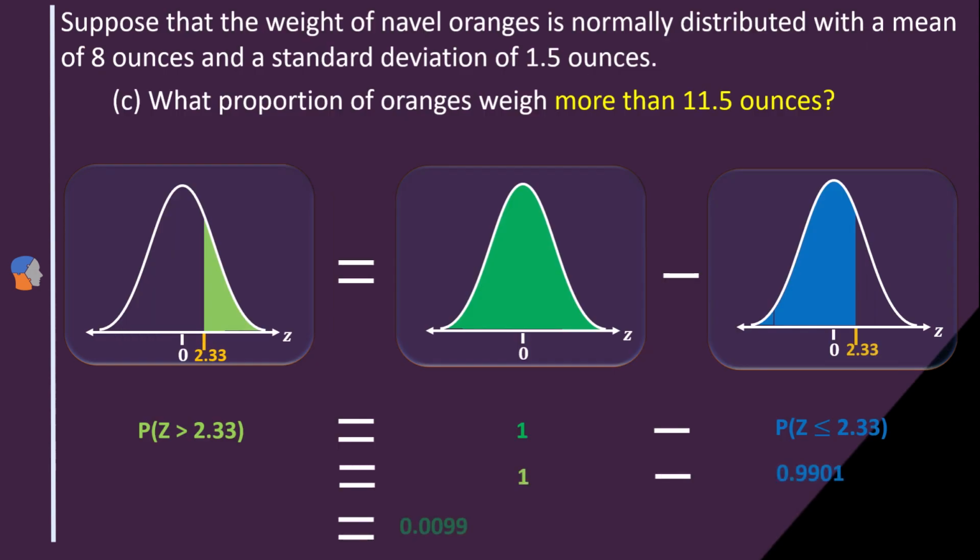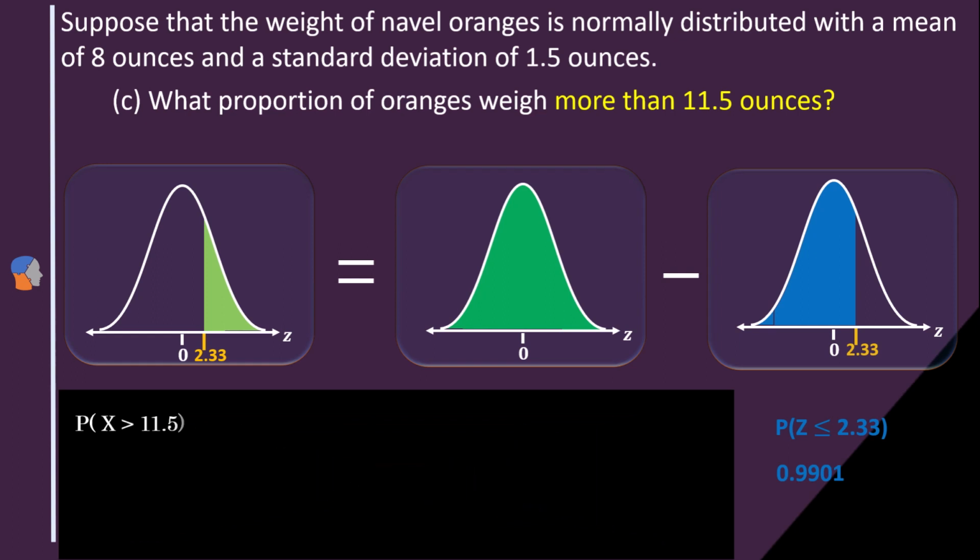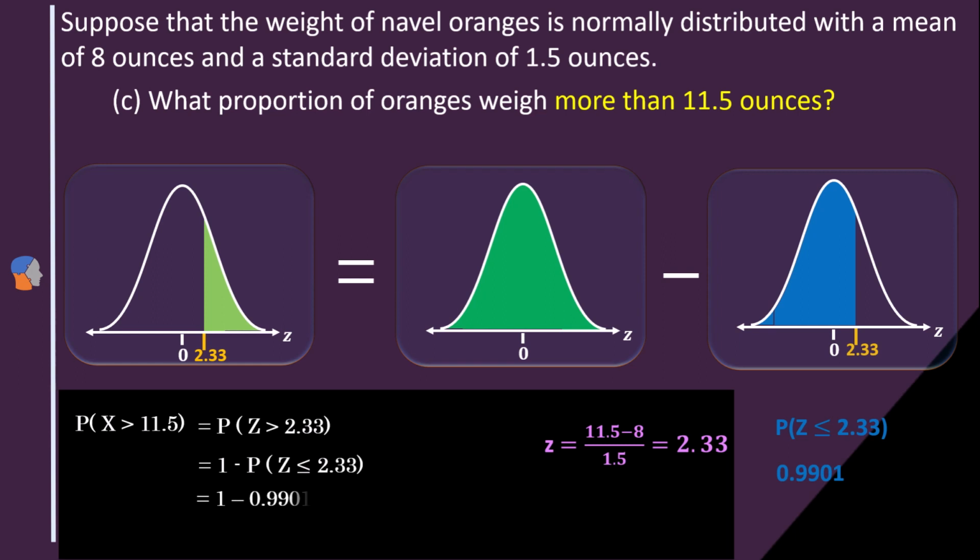The answer is 0.0099. Yes, these are the steps to find the probability for z greater than some z value. Always, yes, let me explain again. We need to find the probability of x greater than 11.5, then we convert to the z, then probability of z greater than. Then we always write 1 minus probability of z less than or equal to that z value, then go to the table, subtract from 1, get the answer.